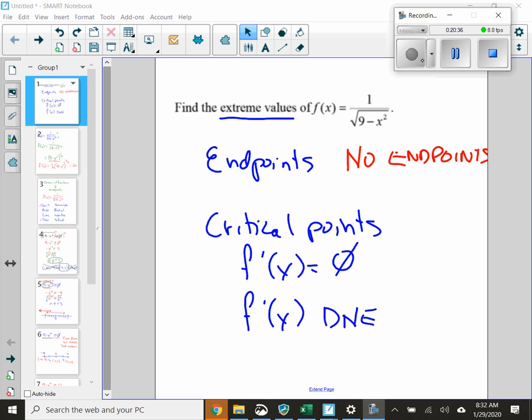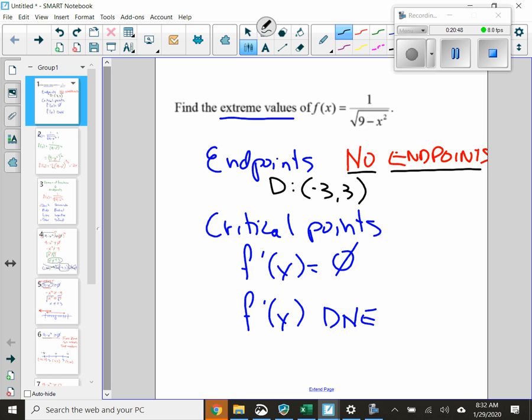So again, just to summarize on my main page here, the domain of the function was -3 to 3, but it had no endpoints. The domain of the derivative was also -3 to 3. So the places where it did not exist were places where the function didn't exist. So I'm not really concerned. There's no other place between -3 and 3 where the derivative does not exist.